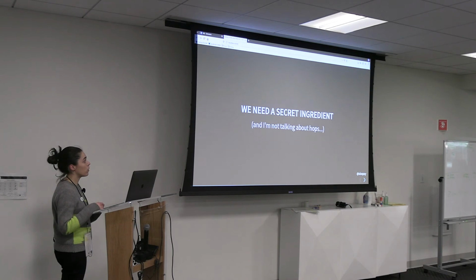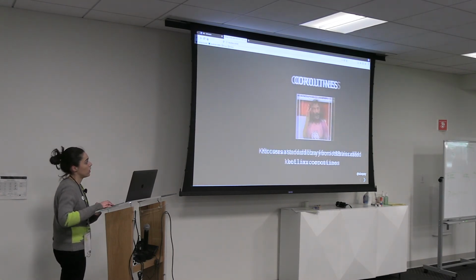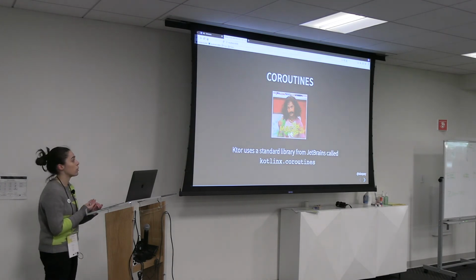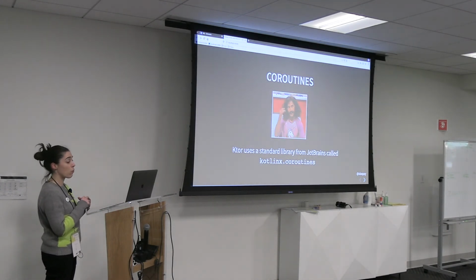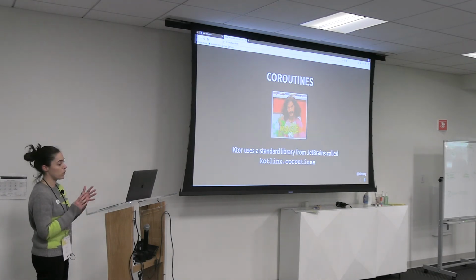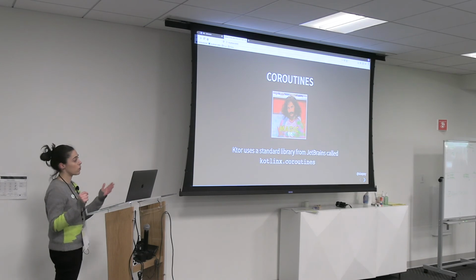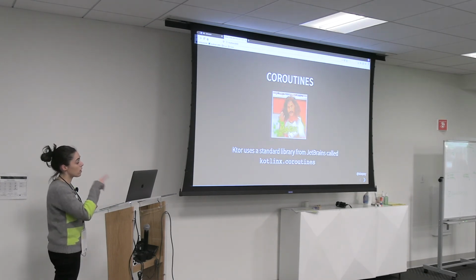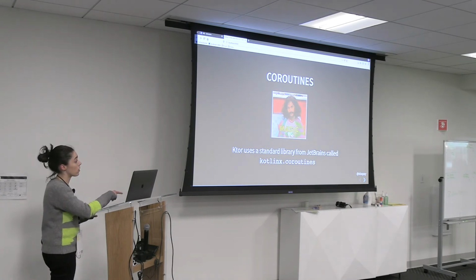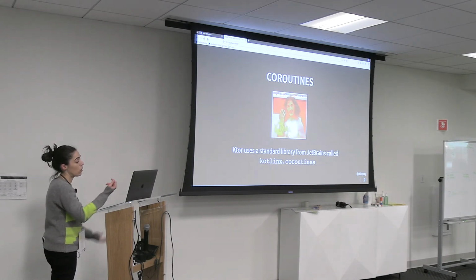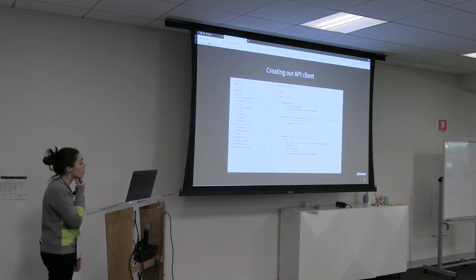So for that, we just need a secret ingredient, and I'm not talking about hops. And this is coroutines. I'm still trying to wrap my head around coroutines myself, and it's outside of the scope of the talk. So we're going to be using coroutines for making the API calls. But Ktor uses a standard library from JetBrains called Kotlin coroutines under the hood.